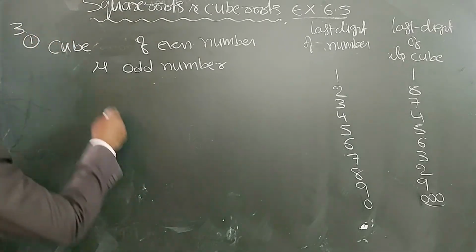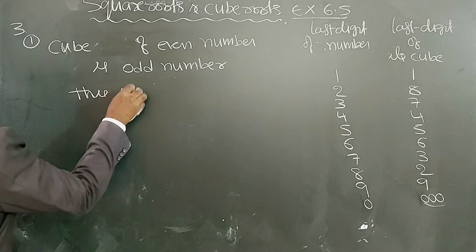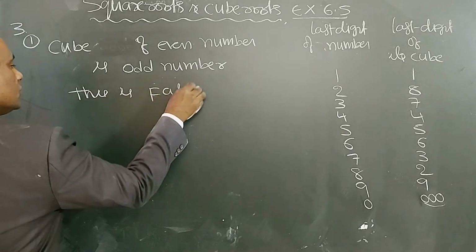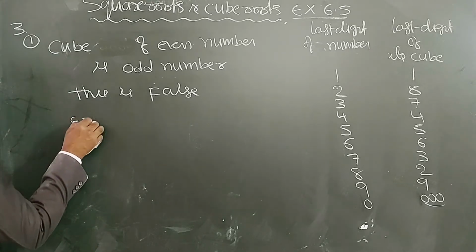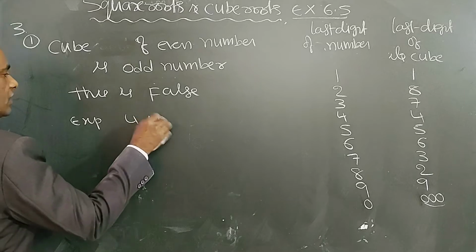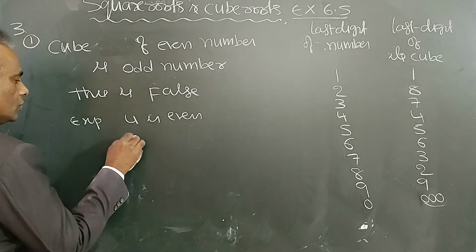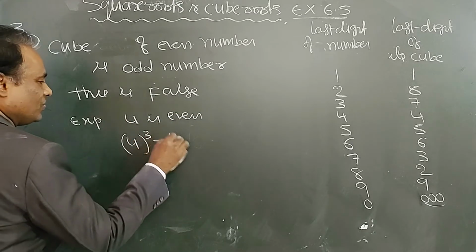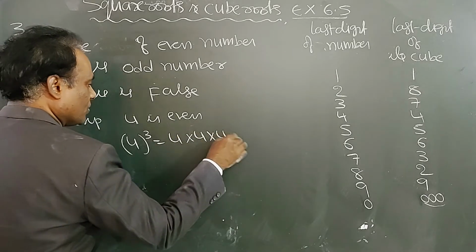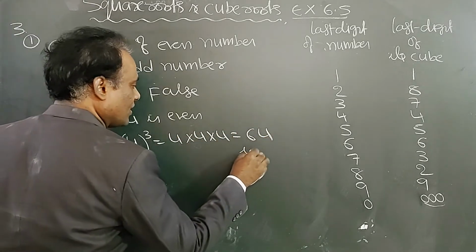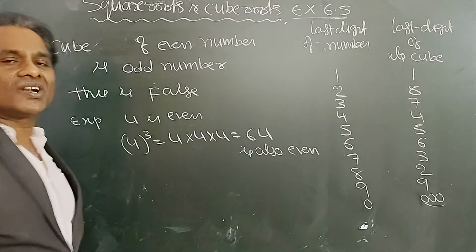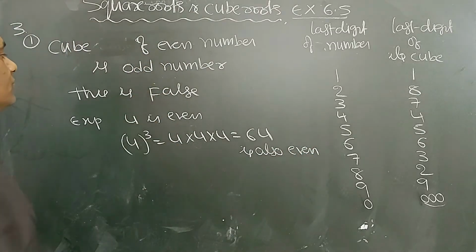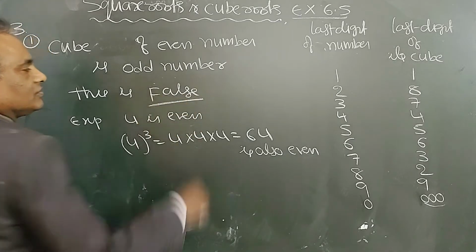So this is false. That is enough actually, true or false. But for your information, you can write an example. 4 is even, 4 cube is 4 into 4 into 4, which is 64, also even. Cube of an even number is even only, not odd. So the statement is false.